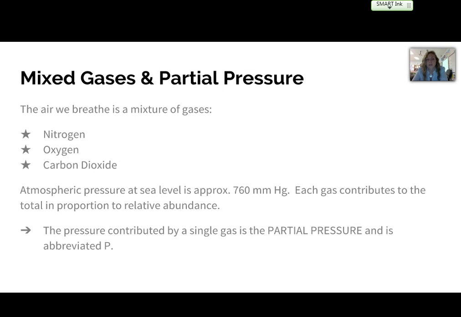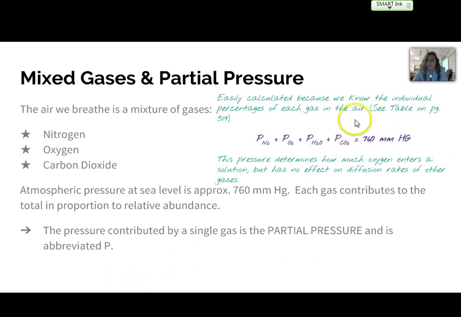So the air we breathe is a mixture of gases. Starting with the most abundant to the least abundant would be nitrogen, oxygen, and then carbon dioxide. We get the percentages of these in the atmosphere due to the atmospheric pressure at sea level, which is about 760 millimeters of mercury. So we use this number to gather percentages in reference to the total pressure. Each gas contributes to the total in proportion, and there's a table that shows you the exact percentages of each in your book.